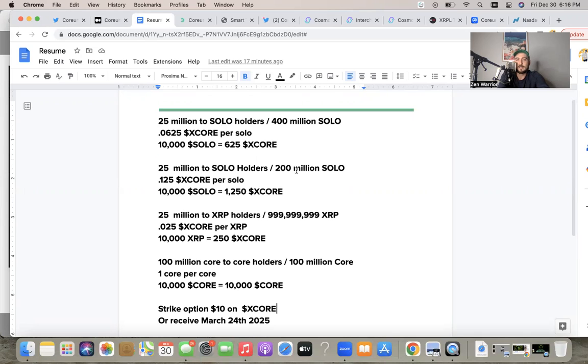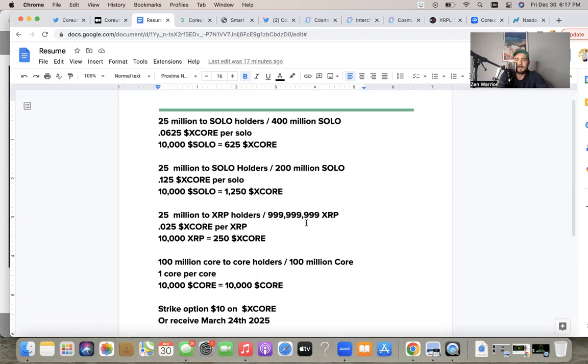But let's look at something more realistic. Let's do the math of 200 million Solo participating. So then we can kind of do an in-between and see a realistic expectation. If 200 million Solo participate, the number will be 0.125 xCORE per Solo. So if you have 10,000 Solo, you'll be receiving 1,250 xCORE. That's pretty nice.